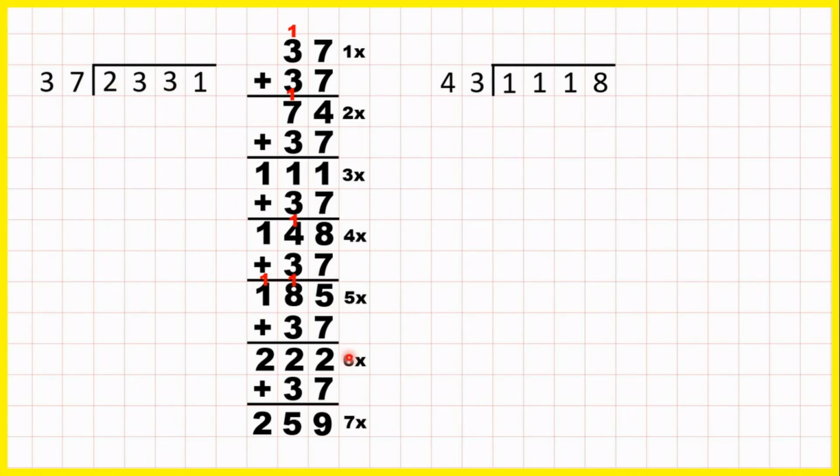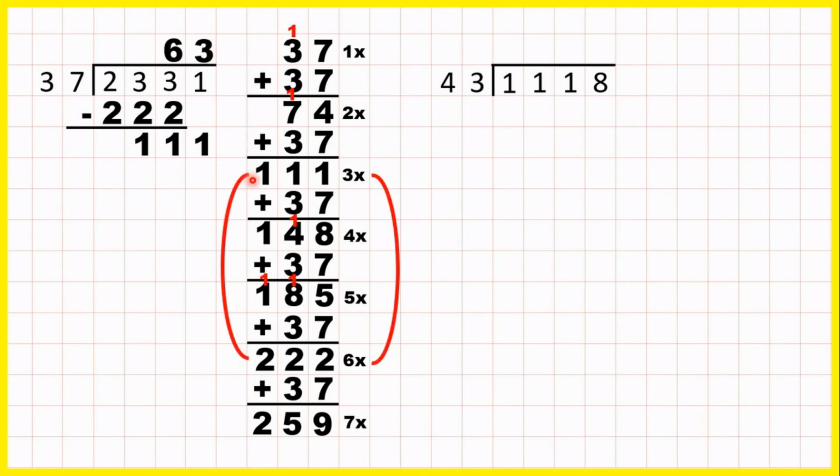We can see that 6 times 37 is 222. So we can write that underneath, and because it's 6 times, we write 6 in our answer line. Now, 233 minus 222 is 11, and we can bring down the 1, so we have 111 divided by 37. We can see that that's exactly 3 times, so we have 3 as the last digit of our answer.